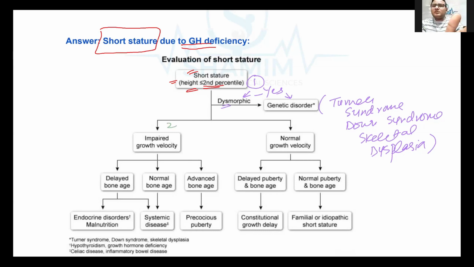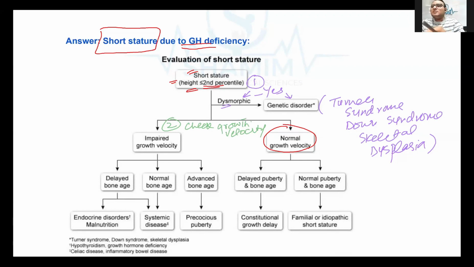Our second question is to check the growth velocity. If the growth velocity is normal, we will go in this direction. So what will be your third question? If the growth velocity is normal, your question will be, is there any decreased bone age or not?